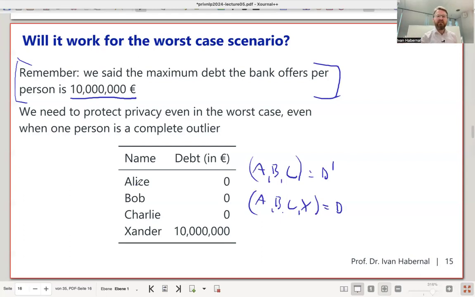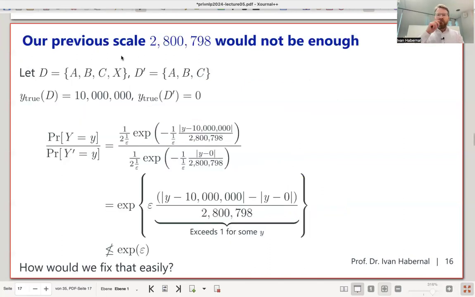So we see that the maximum difference of the query that we can achieve will be 10 million. And this is domain knowledge. We have to know this. This is publicly known information. It doesn't depend on the data set. It depends on our domain model or world model. We know the minimum will be 0 and the maximum will be 10 million. So for this worst case scenario, we previously said to divide by 2,800,000 something, and now we see that wouldn't be enough.